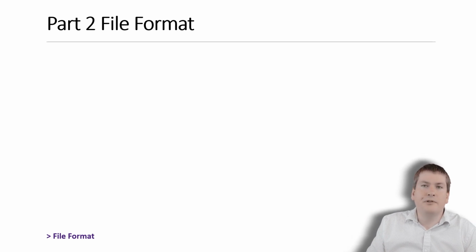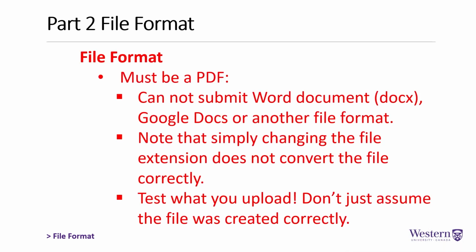Now there are some rules about the file format for that solution that you're going to have to submit, and that has to be in a PDF document. So your code from the previous part 1, it should be as a .py file, so you should be submitting your .py files for part 1a, b, and c to Gradescope, but for part 2, that has to be a PDF document. So you can't submit a Word document or Google Docs or anything like that. It has to be a PDF document.